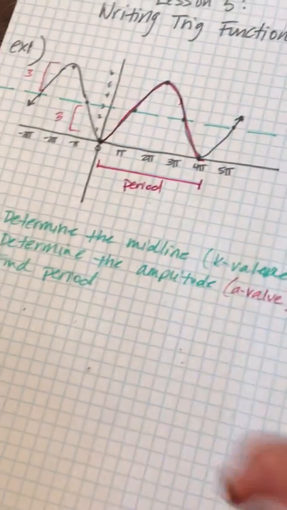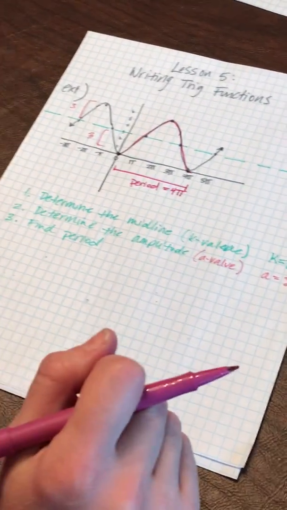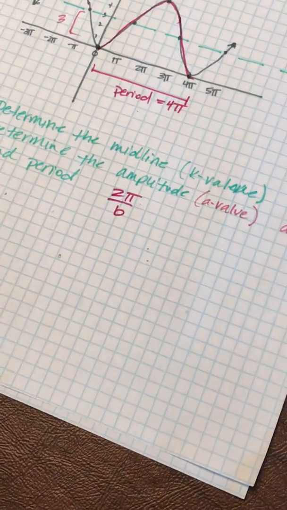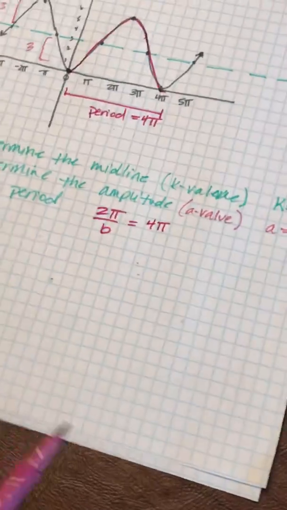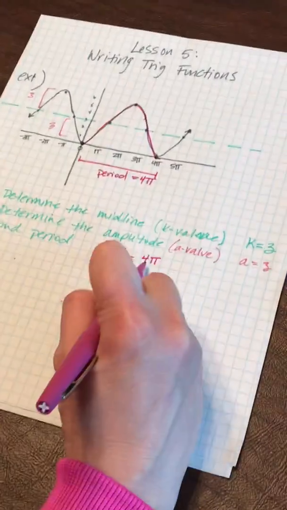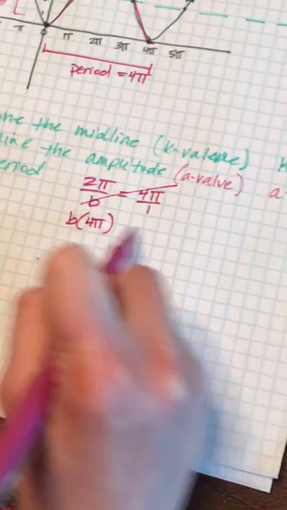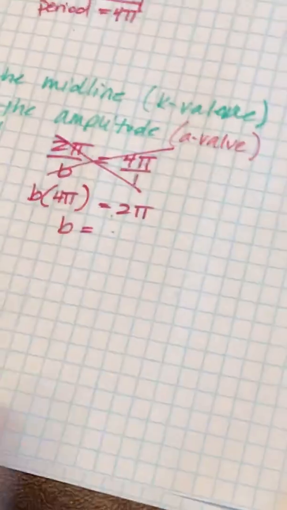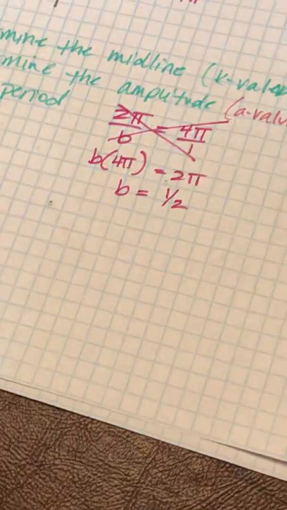So we're going to use that information, that the period is 4 pi, to figure out what my b value is. I'm going to start with my equation for period, which is 2 pi over b, and set it equal to 4 pi, because I know that the period of this function is 4 pi. I like to cross multiply. You can do this a couple different ways. Then I'm going to solve for b. If I divide both sides by 4 pi, I get 2/4, or in other words, 1/2. All right, so I've already got my k value, my a value, and my b value.